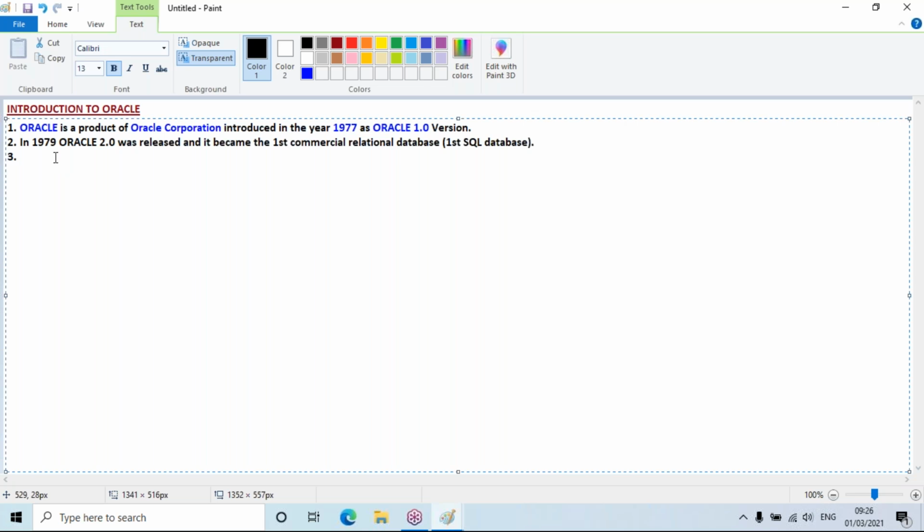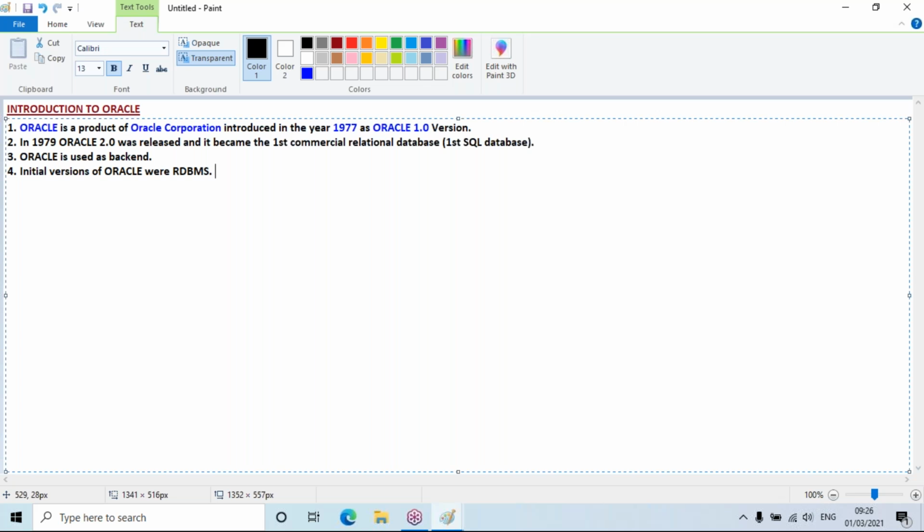Then the third point that we learn is Oracle is always used as backend. Then another important thing is initial versions of Oracle were RDBMS. They were only what? RDBMS, Relational Database Management System.